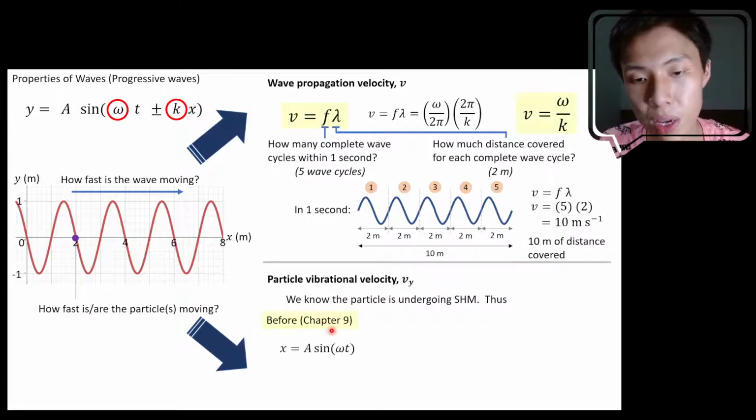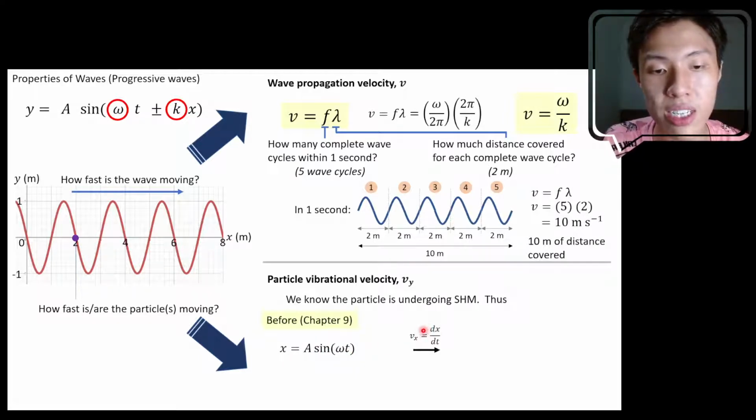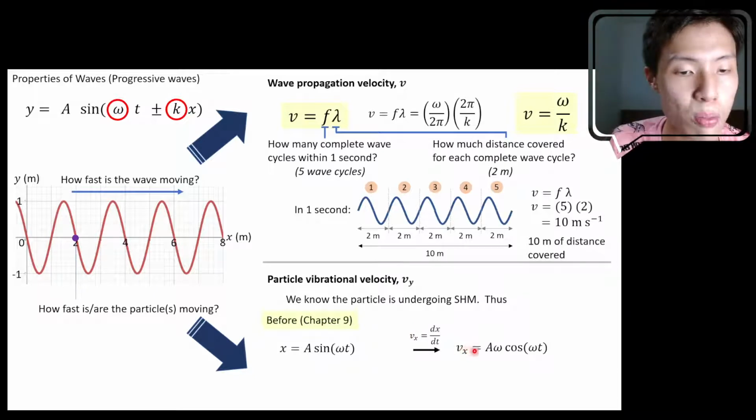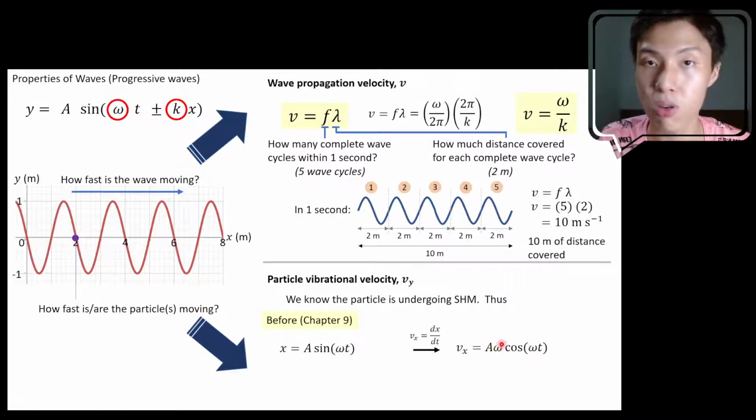In chapter 9, we learned that if our displacement x equals a sine omega t, then we can determine the velocity by differentiating this equation with respect to time. So if we do dx over dt, we get the equation for velocity, technically the x component of velocity. So the x component of velocity equals a omega cosine omega t. Again, you differentiate sine, you get cos, then you differentiate inside the bracket, therefore you get this omega.